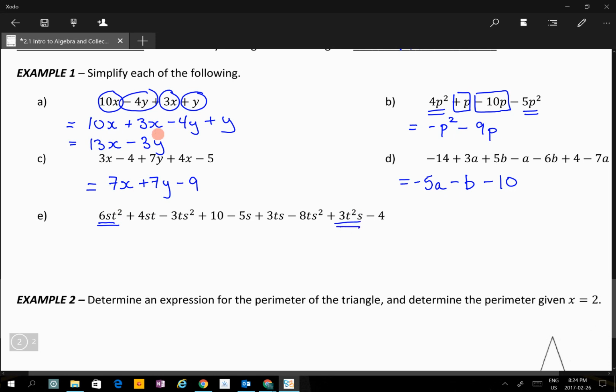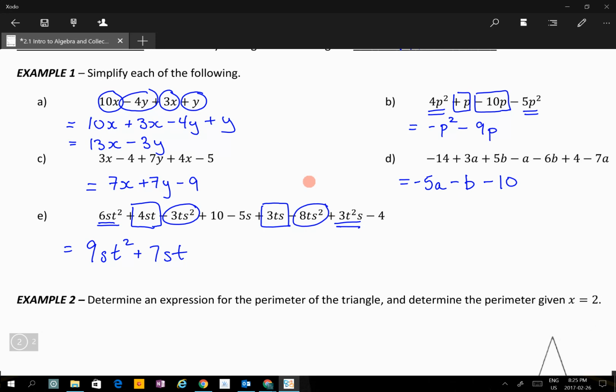I'm going to add their coefficients. So 6 plus 3 is 9. Now, it doesn't matter in which order I write them. I can just write this as st squared. I'll just follow what I see in the beginning, the first one here, and keep s in front of the t. Okay, next I have plus 4st, and let's look for another one. So I have a plus 3ts here. Again, the ordering just changed, but the same variables, same exponents, so I can combine them. So 4 plus 3 is equal to 7. So 7st.